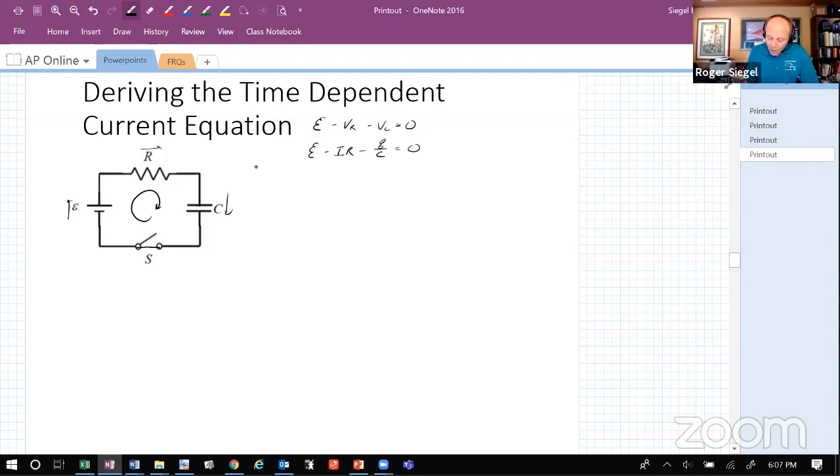But you remember that I, current, is equal to dQ/dt. And so let's go ahead and put that in there. And so now E minus dQ/dt times R minus Q over C is equal to 0. Now, looking at this, it might look intimidating, but there's an independent variable, a dependent variable, and 2 constants. So we should be able to solve it, and we can.